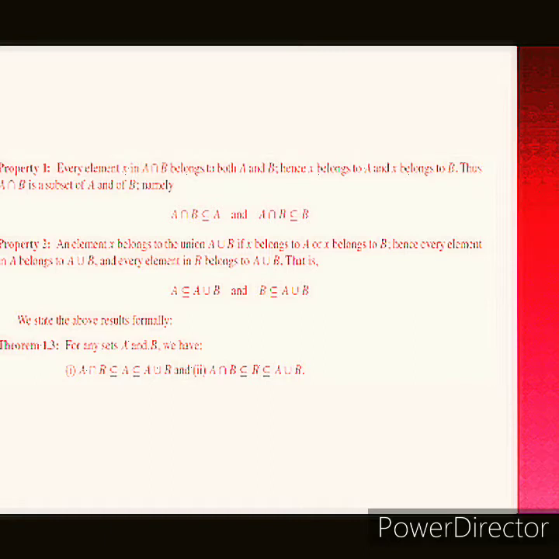With these two properties, 1 and 2, we can conclude Theorem 1.3, which is: for any sets capital A and capital B, we have the first relation, that A intersection B is a subset of capital A, and capital A is a subset of A union B. Similarly, for the set capital B, we can conclude that A intersection B is a subset of capital B, and capital B is a subset of A union B.